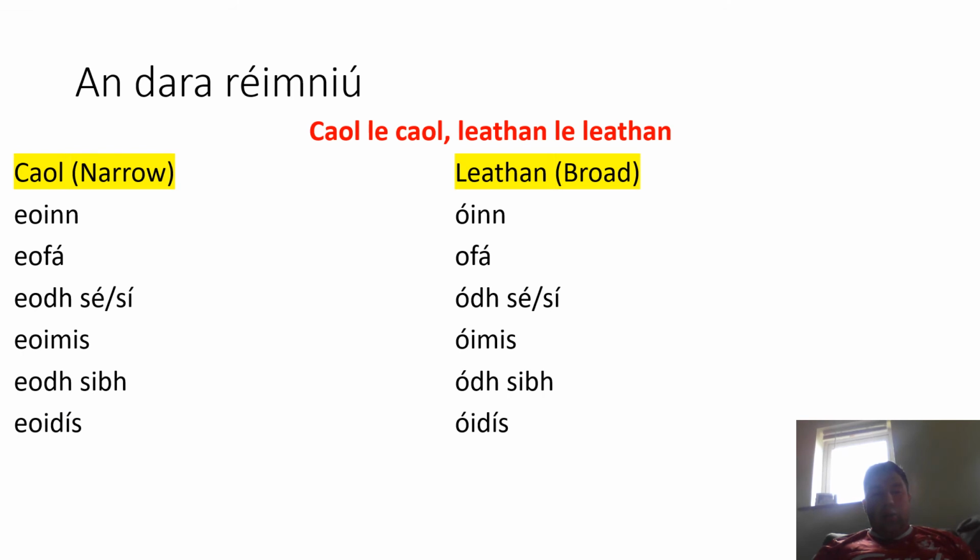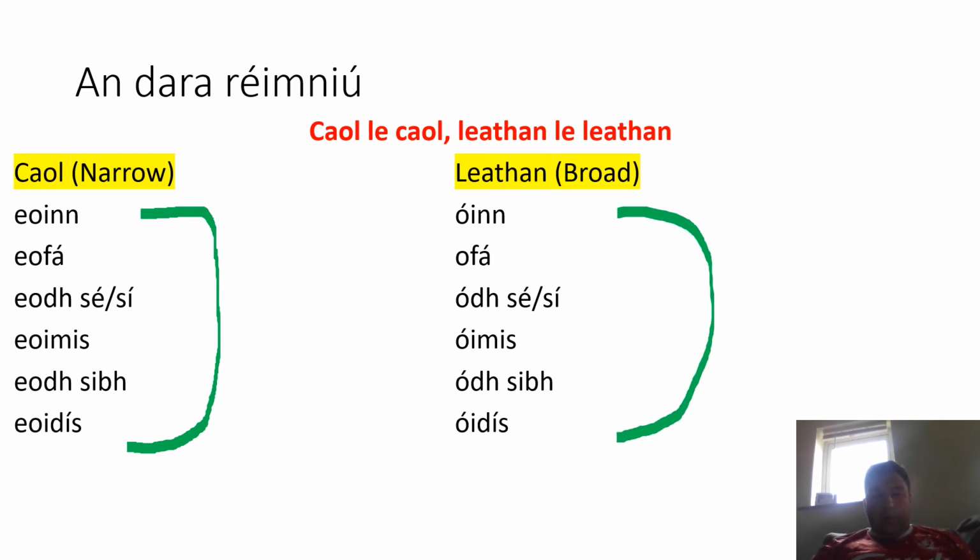With an Dara Réimniú then we have different endings. So this is for our caol, and this for leathan. Okay, so the endings are different for an Chéad Réimniú and an Dara Réimniú, but they're different for narrow and broad vowels as well within the verb. So it's just a case of knowing them. When you're saying them, they're pronounced very similarly, so that won't be so bad, but it's just about when you're writing them out.